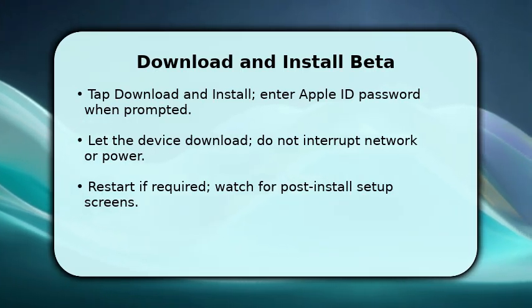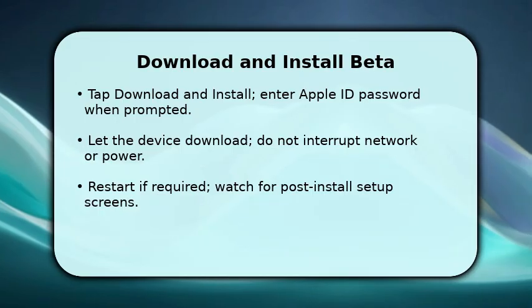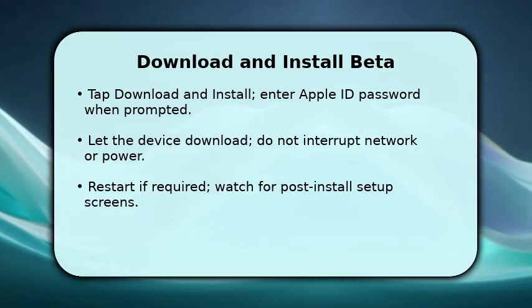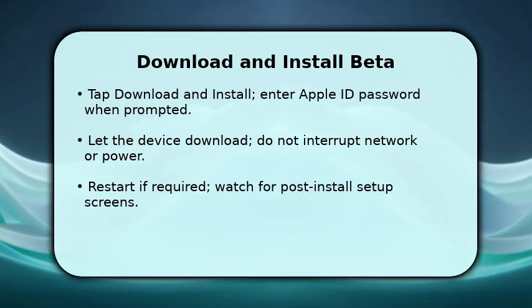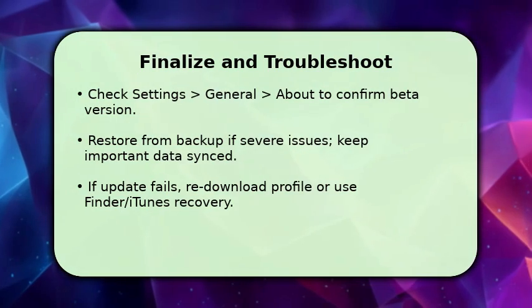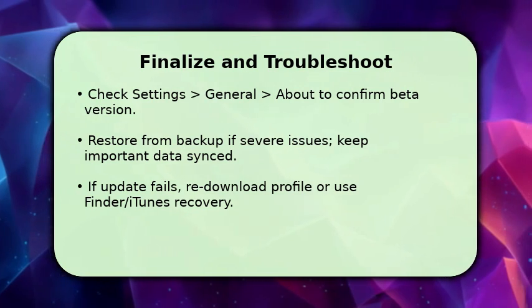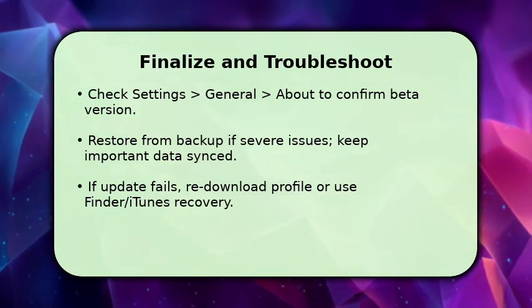After the reboot, follow on-screen setup prompts to finalize settings and privacy permissions. Make sure to monitor storage if the download stalls. Free up space when necessary. You finish by confirming the new beta version under Settings, General, About and by testing core apps for compatibility.